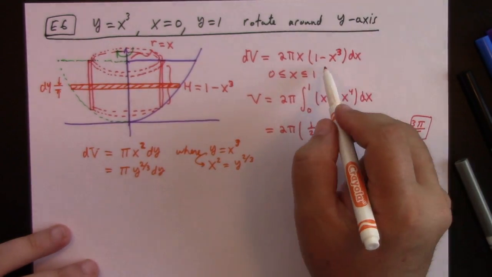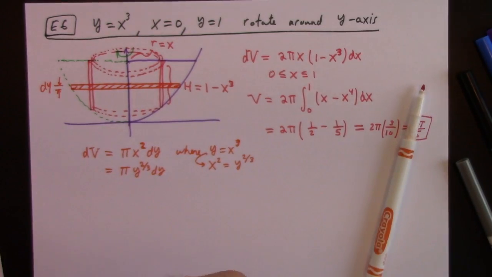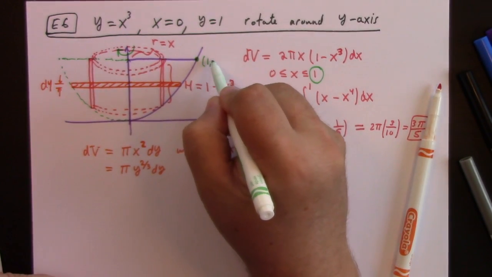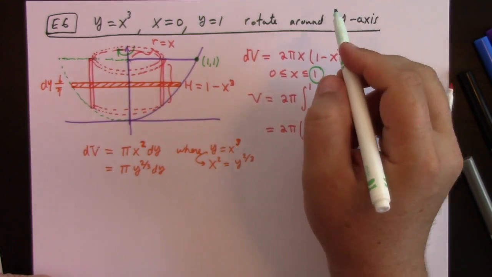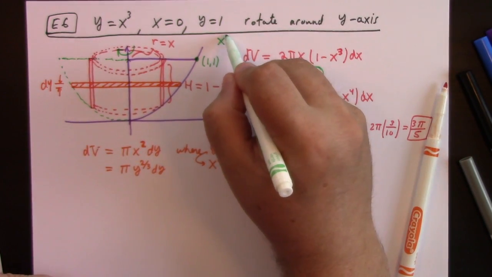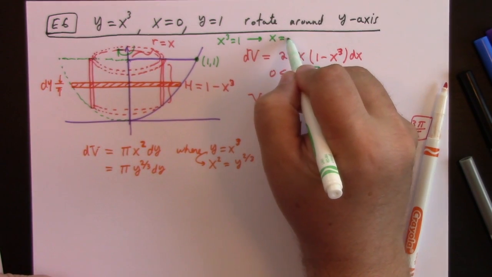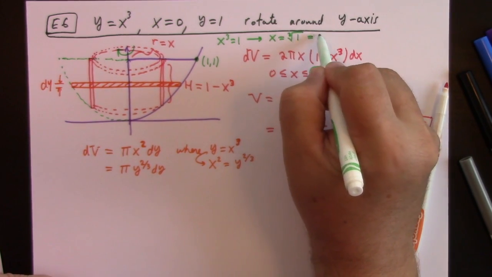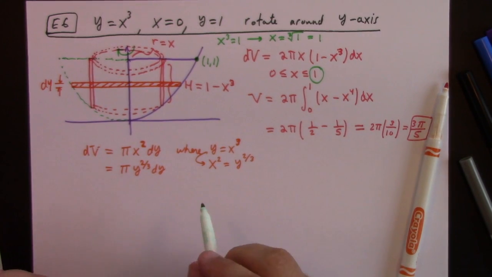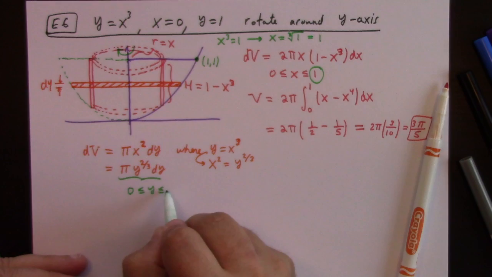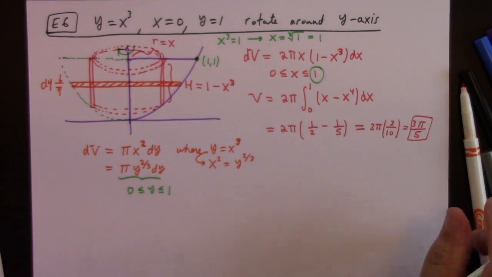I'm sorry, guys, I didn't really elaborate to you on where this 1 is coming from. I know that this point of intersection is (1, 1). That's why I did that. The reason I know that is if I put x cubed equal to 1, that gives me the point of intersection, as x is equal to the cube root of 1, which, by the way, is 1. Okay. Now this, on the other hand, is good for 0 less than or equal to y.